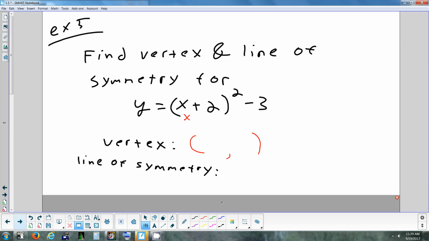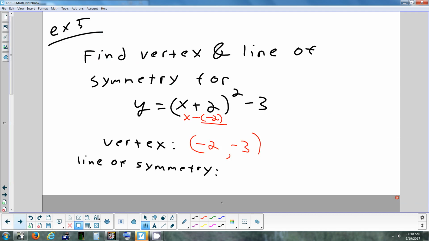Can't have a plus sign inside there. X minus -2. Yep. There's your h. Okay? So h is -2. I agree with you that k was -3. There's nothing tricky about the one on the end. You just use it as you see it. But the one on the inside, you gotta think about it like that.